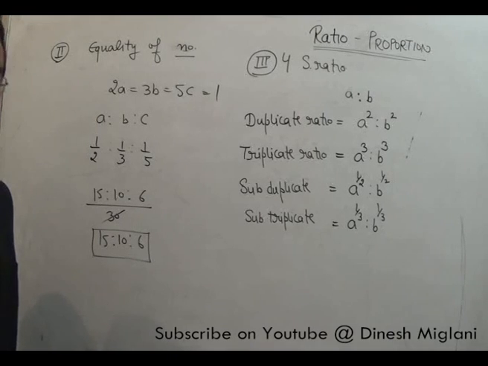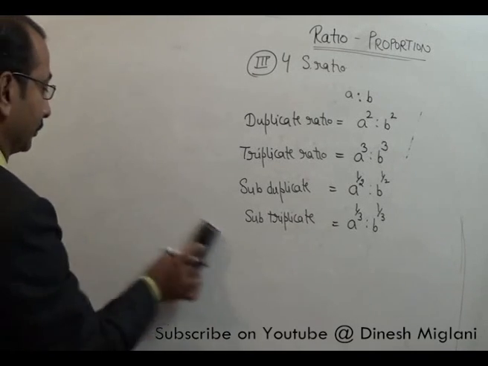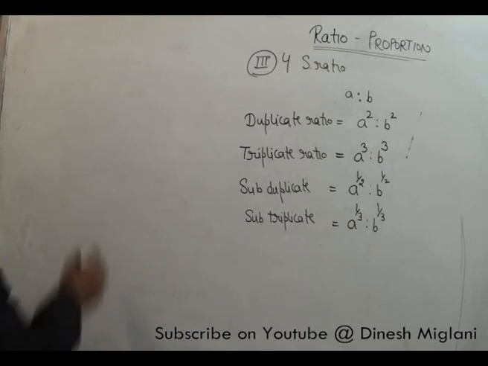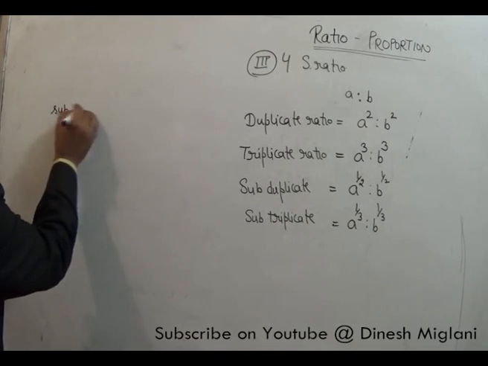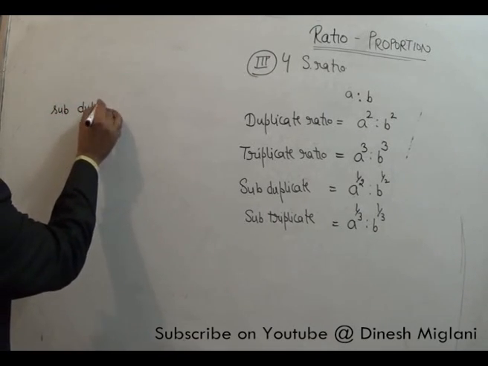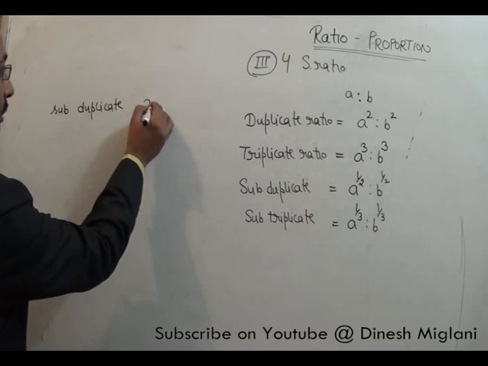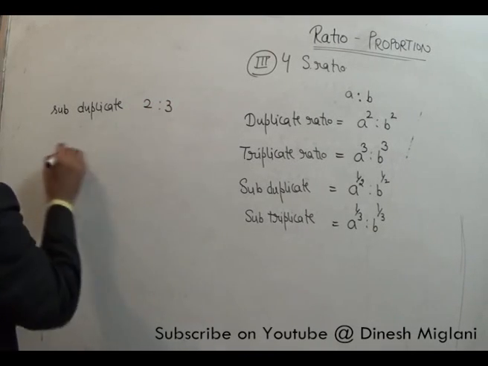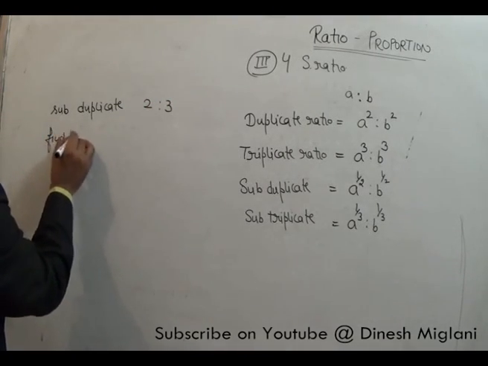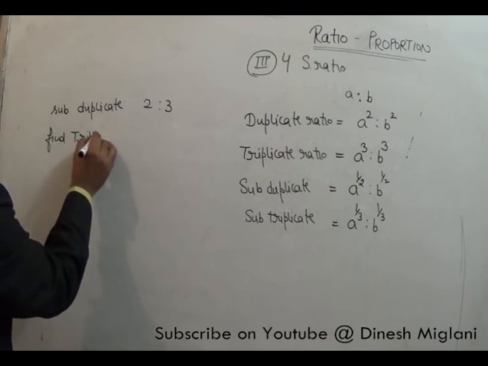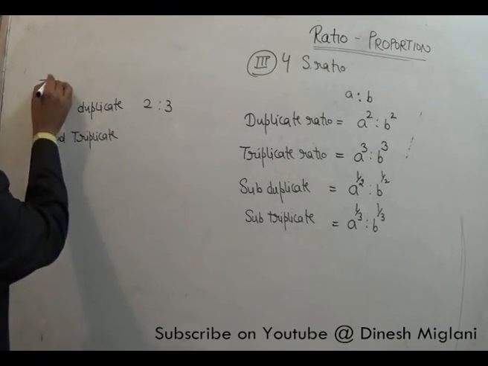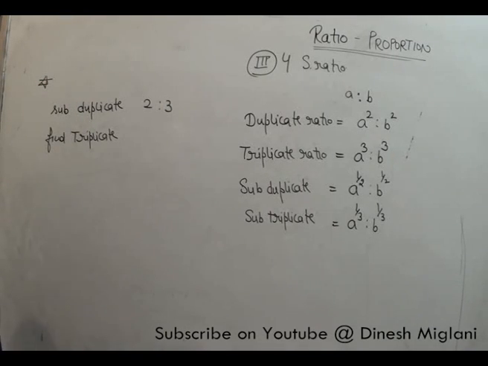So if the original ratio is A ratio B, the duplicate ratio is A square is to B square, the triplicate ratio is A cube is to B cube, the subduplicate ratio is A raised to power 1 by 2 is to B raised to power 1 by 2, and the subtriplicate ratio is A raised to power 1 by 3 is to B raised to power 1 by 3. Suppose I state a question: it is given that the subduplicate ratio of two numbers is 2 ratio 3. We have to find the triplicate ratio of the numbers.